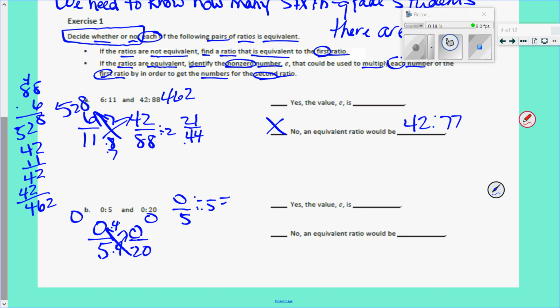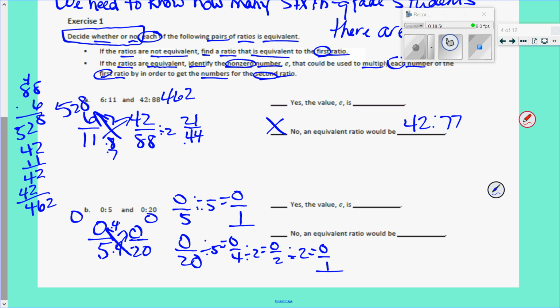So if I divide them both by 5, I get 0 over 1. What about 0 over 20? Can I simplify that? Yes. Divided by 5 gives me 0 over 4. Can I simplify it further? Divide by 2, gives me 0 over 2. Do I have the same fraction in simple form? Yes. Are they equivalent? Yes. Everybody seeing it? Good.